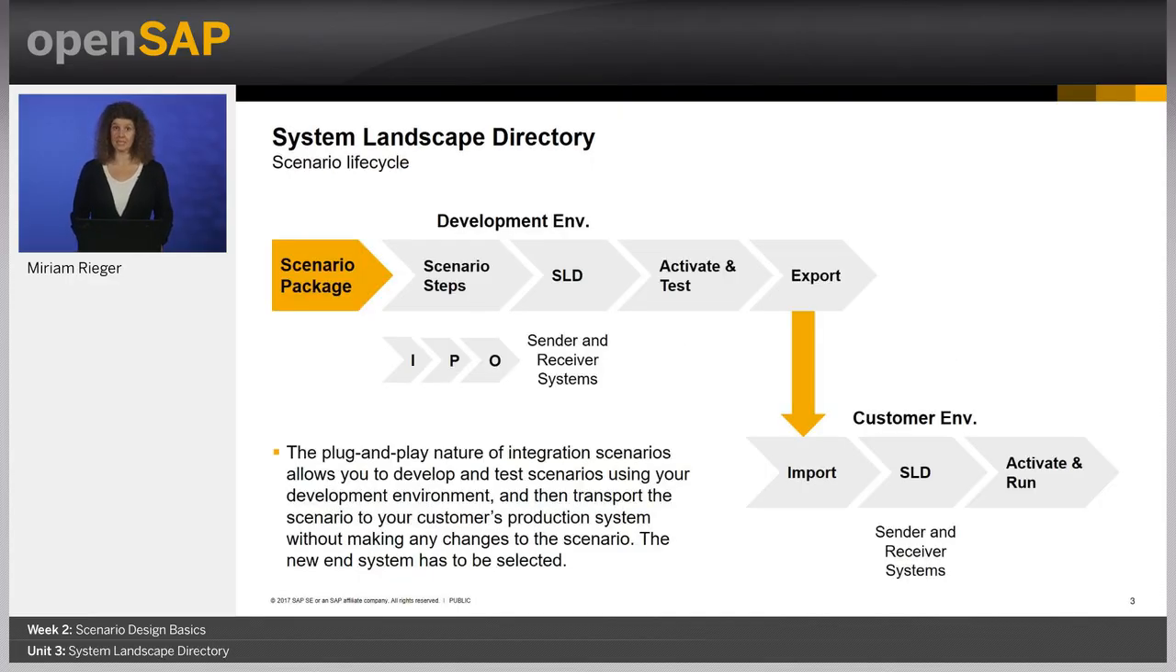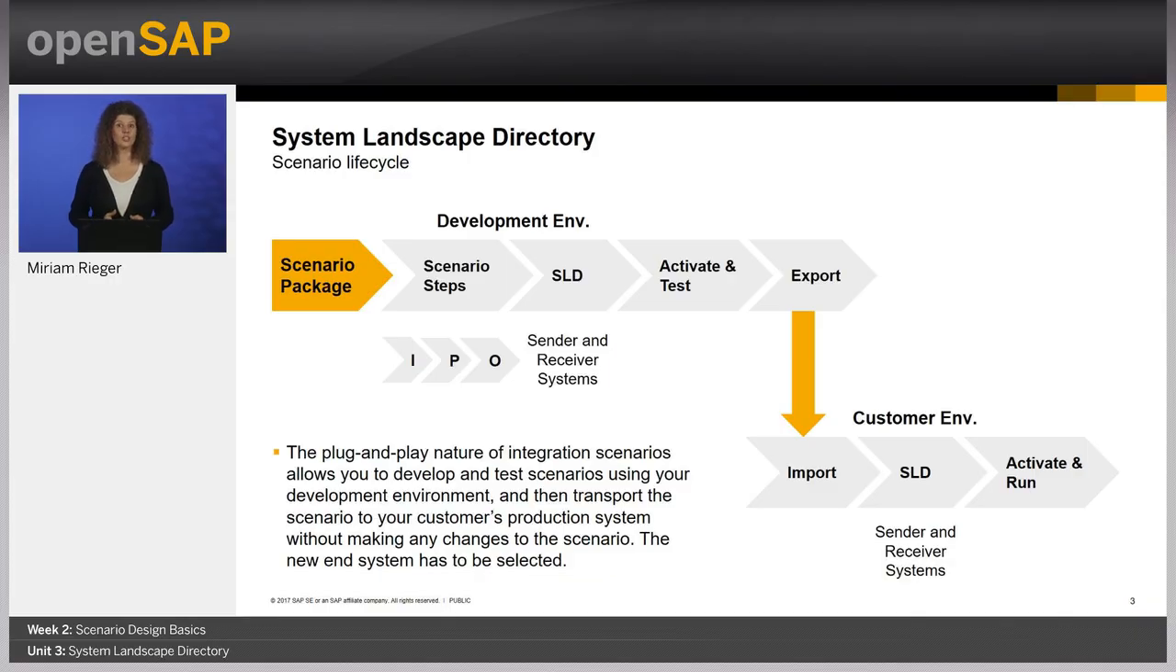You normally build a scenario in your development environment and then you deploy it to the customer productive environment. Scenario packages are easily portable between your development system and the end customer system. All you need to do to transport a package from your development environment to a customer system is to export the scenario as a package, then import it at the customer side and activate it.